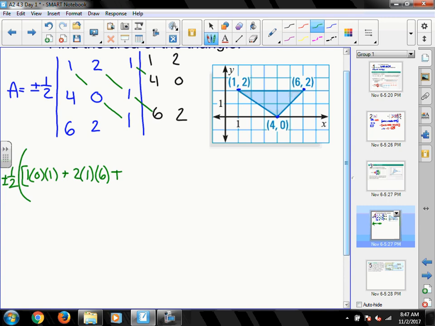Plus 1 times 4 times 2. Okay, there's my positive direction. I'm going to subtract my negative direction, which will be another bracket here. Starting at the bottom left, working my way to the right. 6 times 0 times 1. 2 times 1 times 4.